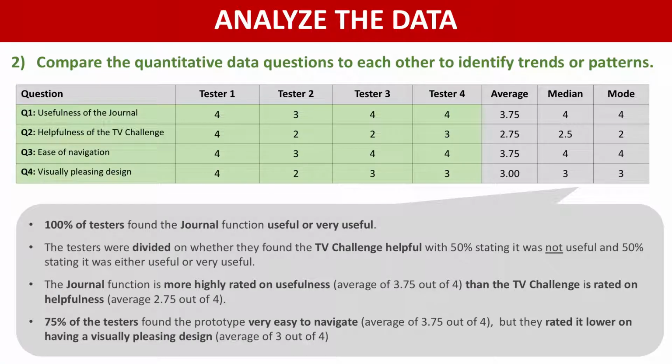So these are the types of basic trends or patterns that you can start to pick out just based on the quantitative data alone. And your averages, as well as the median and mode, can help you identify these patterns. So take a look at the differences between your functionalities, as well as things like ease of navigation or visual appeal. In the next step, number 3, we'll start to include the qualitative data.